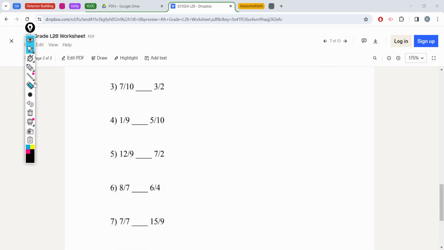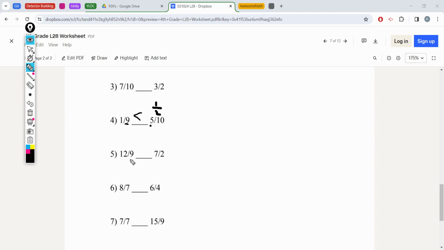Let's move down. 1/9 and 5/10. We can convert 5/10 to 1/2. And using what we learned before, the one with the larger denominator is smaller, so it's once again less than.